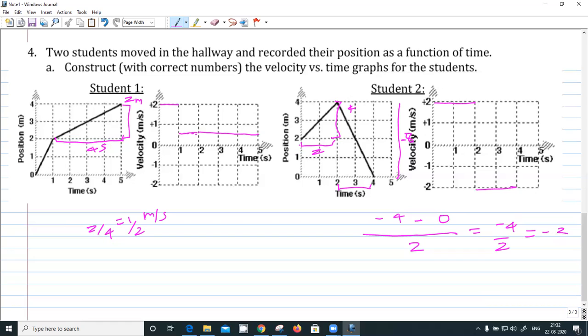There is a mistake here also. The first part, this is not 4, right? This is just 2. The first part, the change in position is 2, in time 2, so it is +1. Okay, is that clear? Okay, so velocity is delta x by delta t, right?